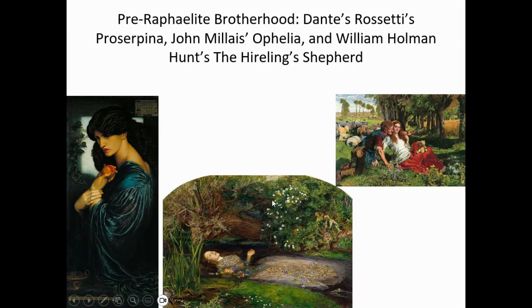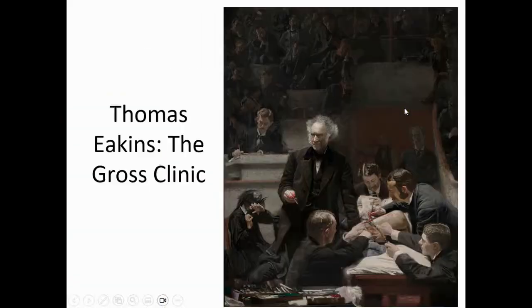You have John Millais's Ophelia. Ophelia is a character from Hamlet who is rejected by Hamlet and commits suicide by drowning herself. She is the daughter of Polonius and sister of Laertes, but Ophelia. And then over here you have William Holman Hunt's The Hireling Shepherd. So over here, these are the paintings that are the most famous that come up for the Pre-Raphaelite Brotherhood.